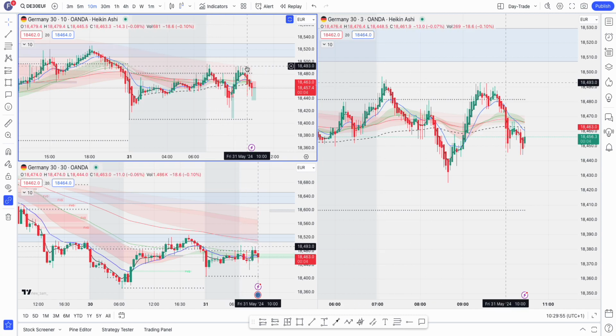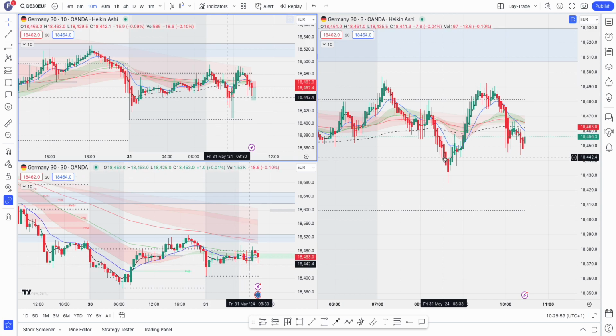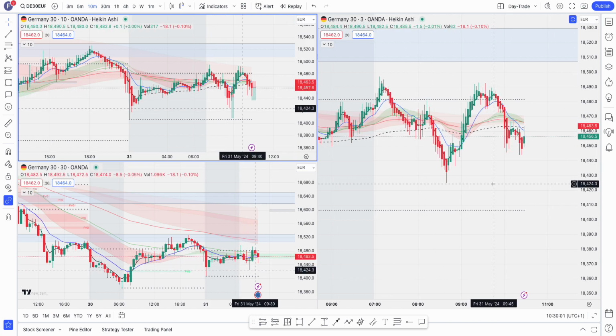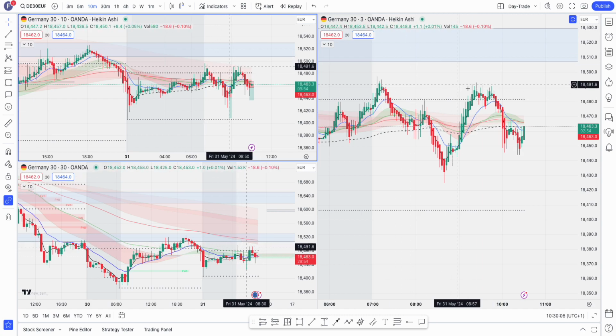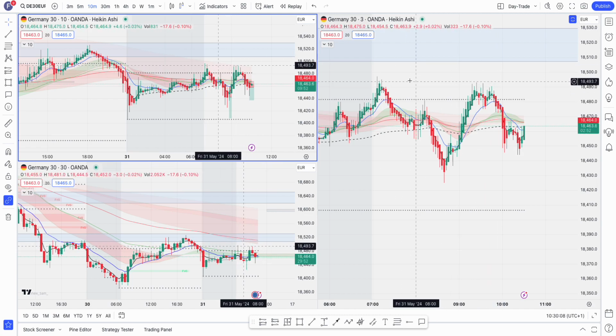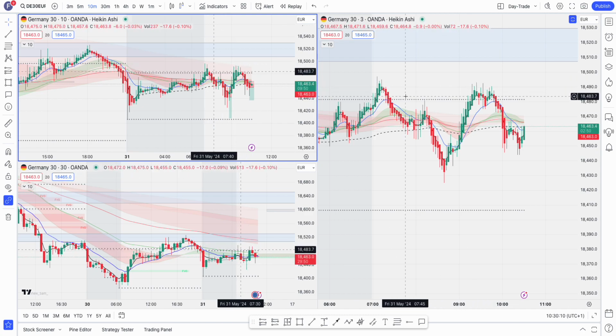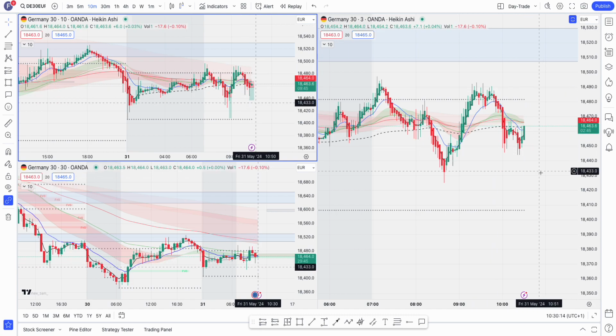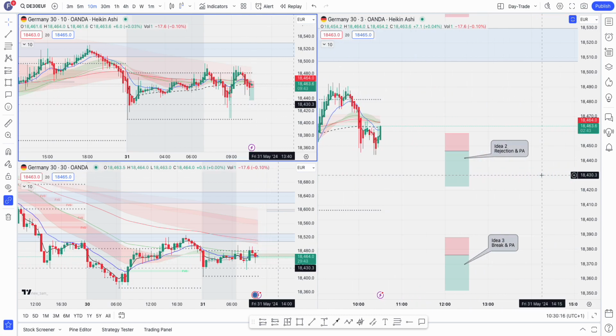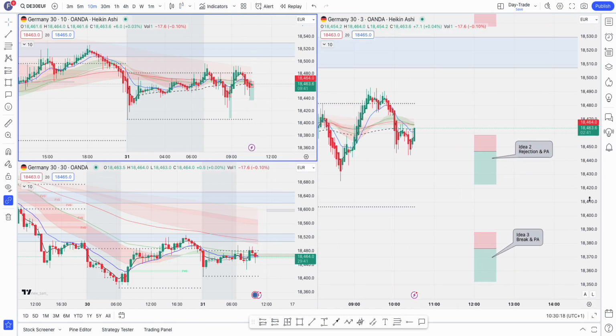So we got rejected twice now after this 10 o'clock news. This is the 3 minutes time frame, as you can probably see better. So we also couldn't make it higher. That tells me I'm more leaning towards prices going lower. These are the two scenarios that I do have.